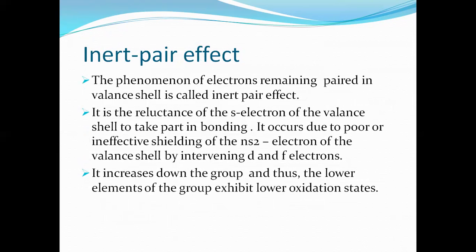Inert pair effect: the phenomenon of electrons remaining paired in the valence shell is called the inert pair effect. It is the reluctance of the s electrons of the valence shell to take part in bonding. It occurs due to poor or ineffective shielding of the ns2 electrons of the valence shell by intervening d and f electrons. It increases down the group, and thus the lower elements of the group exhibit lower oxidation states.